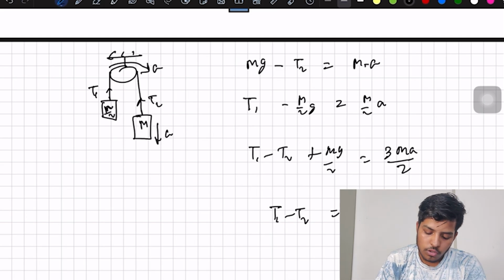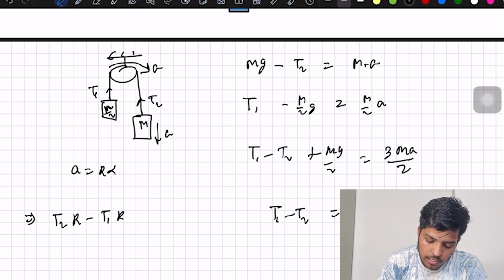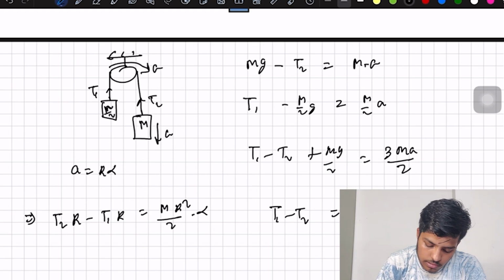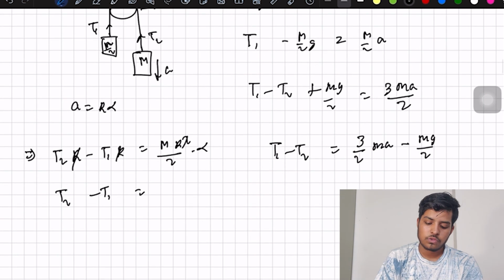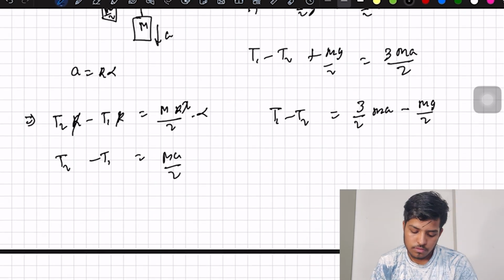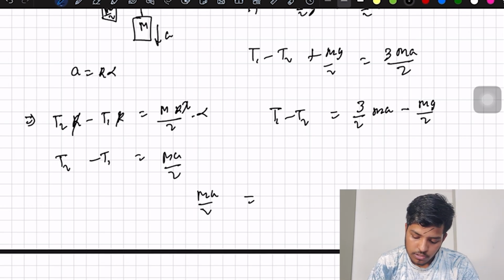Okay, and also A equals R alpha for the disk, and write the equation of torque. So T2 into R minus T1 into R equals I alpha, which is mr square upon 2 into alpha. R got cancelled, so T2 minus T1 equals m into R alpha by 2. R alpha can be written as A, so mA upon 2. So equate it. mA upon 2 equals mg upon 2 minus 3 upon 2 ma.